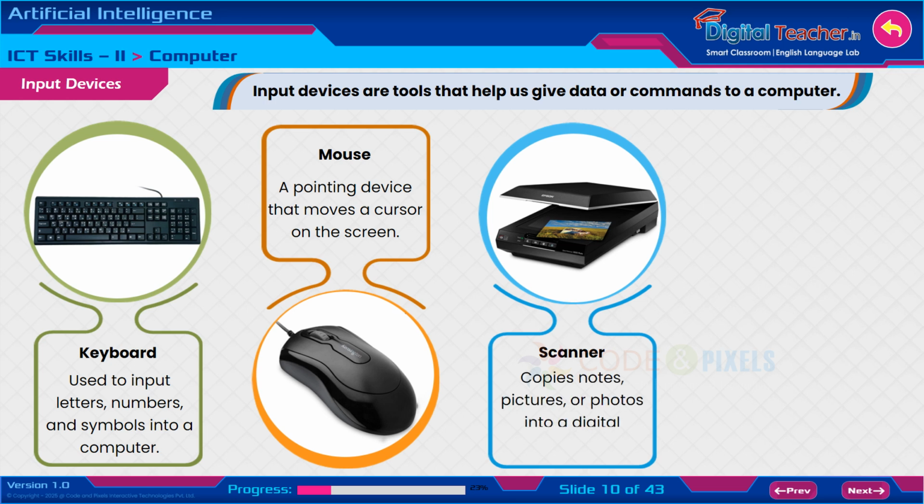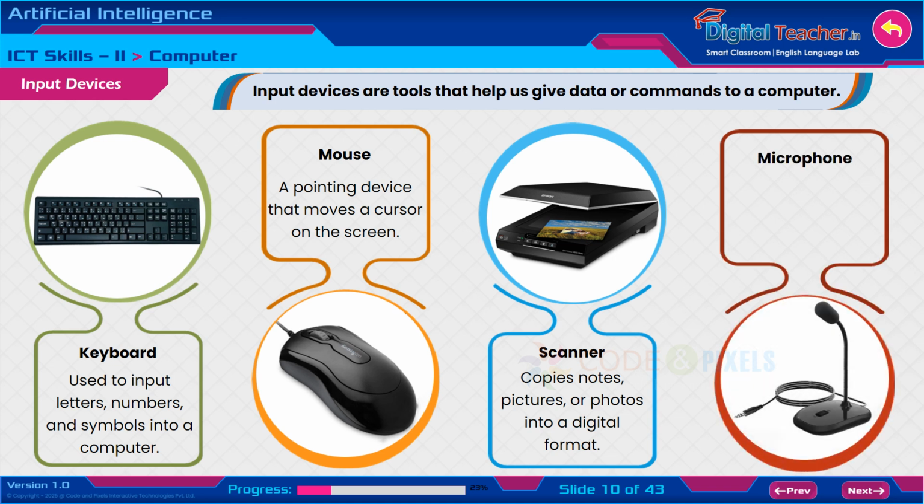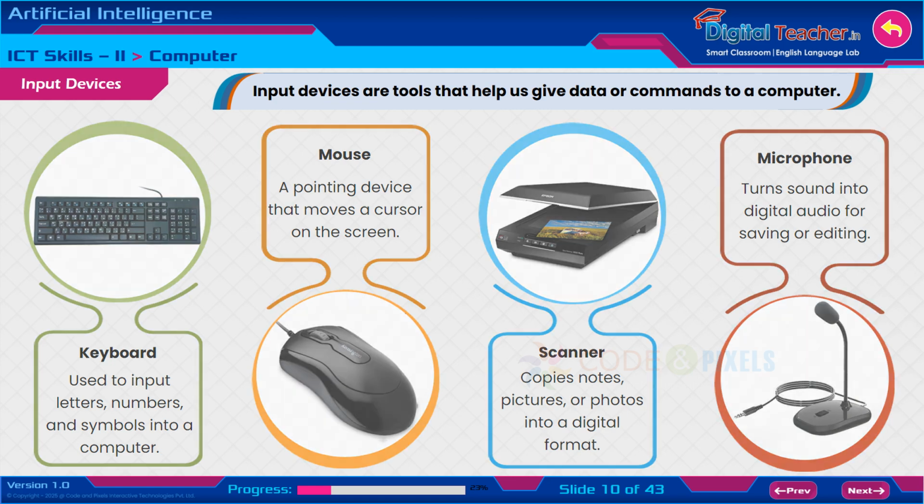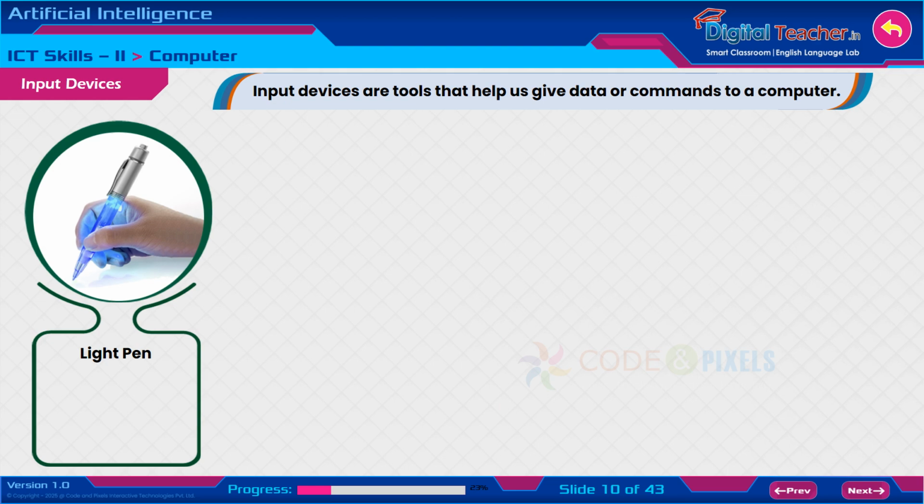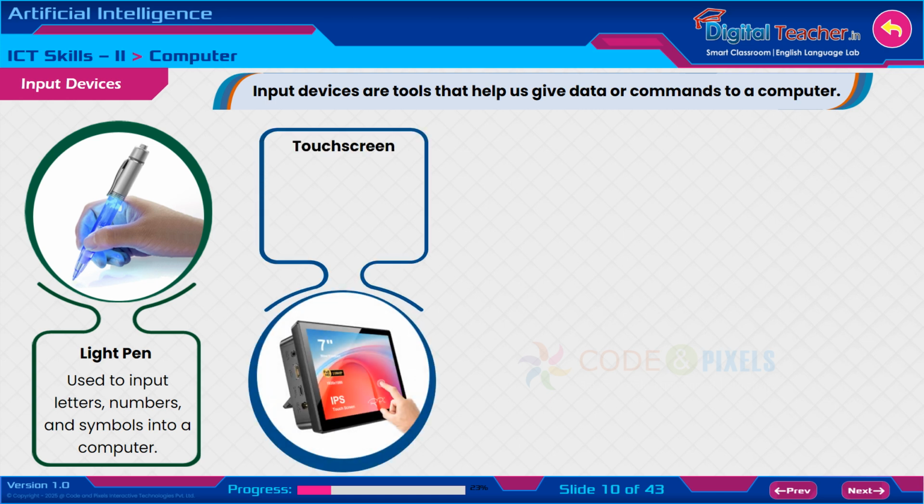Scanner. A scanner copies written notes, pictures, or photos into a digital format. Microphone. A microphone turns sound into digital audio that can then be saved or edited on the computer. Light pen. A light pen looks like a regular pen and connects to the screen, senses the light from the screen to know where you are pointing, to draw or select items directly on the screen. Touch screen. A touch screen lets you touch the screen to give input.